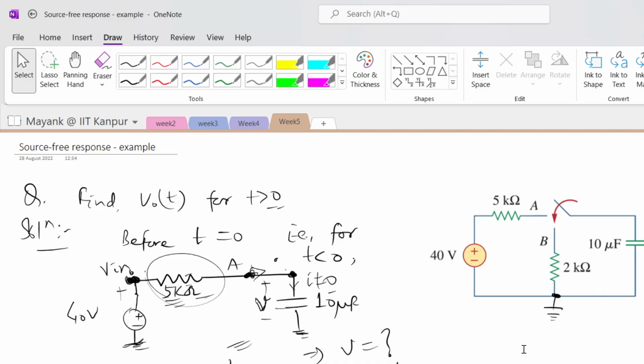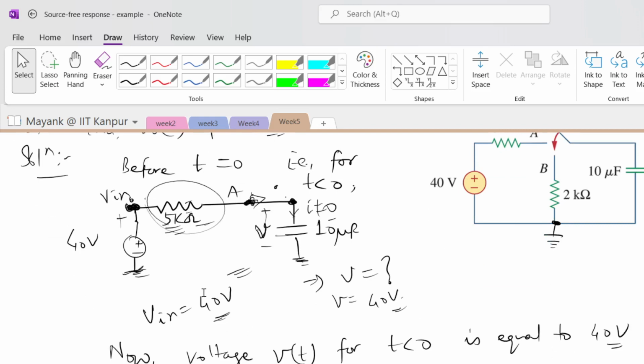Fine. So first I found out the initial voltage which is developed on this capacitor, right? For that I looked at this particular network, and said that at steady state, in DC steady state, the current flowing through this capacitor will become 0. So the voltage here should be equal to the voltage here. That is why the capacitor voltage will initially be equal to 40 volts.